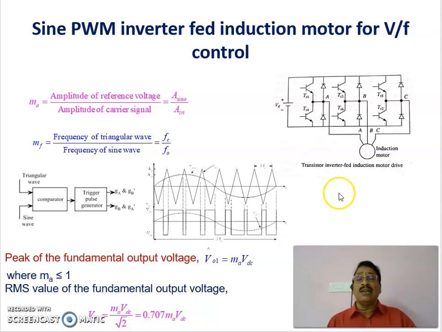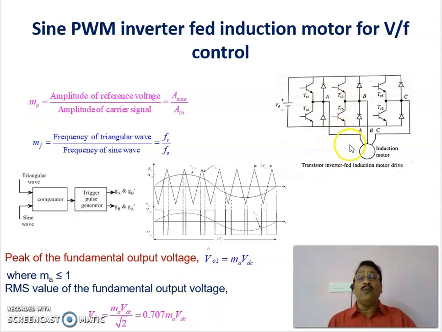Therefore, this RMS value of the voltage applied to the stator can be varied by varying MA, the amplitude modulation index. That can be varied by the magnitude of the modulating signal, because normally the carrier signal is kept constant. Both the frequency and magnitude of the carrier signal are not disturbed. What we are changing is the magnitude and frequency of the low frequency sinusoidal modulating signal. Thereby, you can vary the RMS value of the fundamental output voltage.